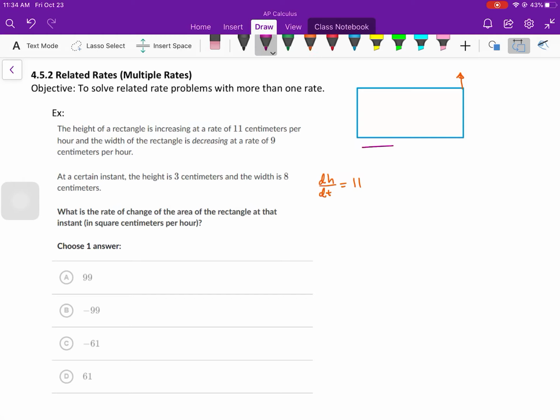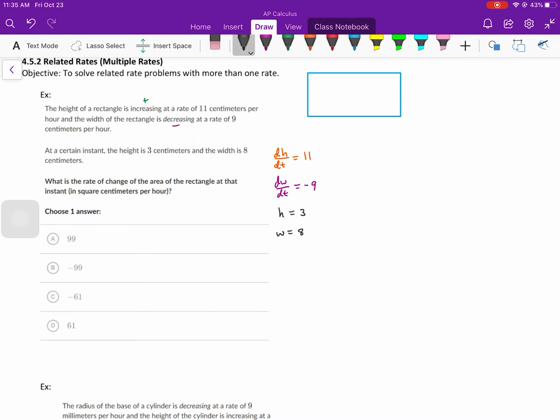And then the width is decreasing, so that's kind of coming in, right? And so that means that our dw dt is 9. Is it positive 9 or negative 9? Now it's decreasing, so decreasing means negative. So it's actually going to be negative 9. The rate of change is negative. Then at a certain instant, the height is 3, and the width is 8. Okay, so what is the rate of change of the area of the rectangle at that instant?